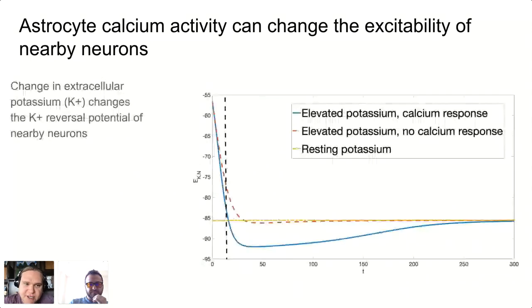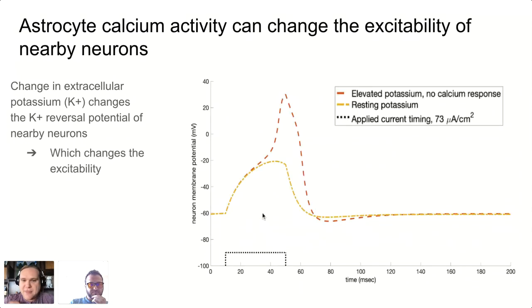So that change in extracellular potassium is going to lead to a change in the potassium reversal potential of that nearby neuron. Here it's basically the same plot, but now I'm plotting the reversal potential for potassium for a nearby standard Morris-Lecar neuron. And we can see the same story, right? The elevated potassium with the calcium response has a much faster decay to baseline resting reversal potential levels. That's going to change the excitability of a nearby neuron, right?